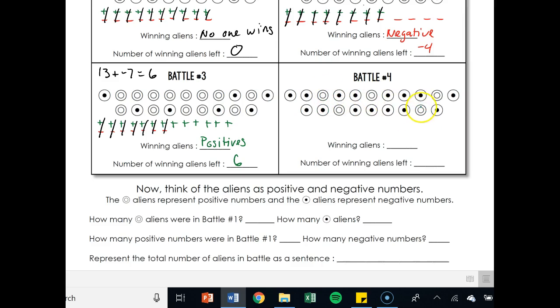Last battle, again, count your positives. 5 positives. That means I'm going to have 15 negatives. Again, positives and negatives cancel each other out. So you'll notice you'll have the negatives winning this battle. And they had 10 left over, so we'll call them negative 10, which is the same thing as saying 5 plus negative 15 is equal to negative 10.